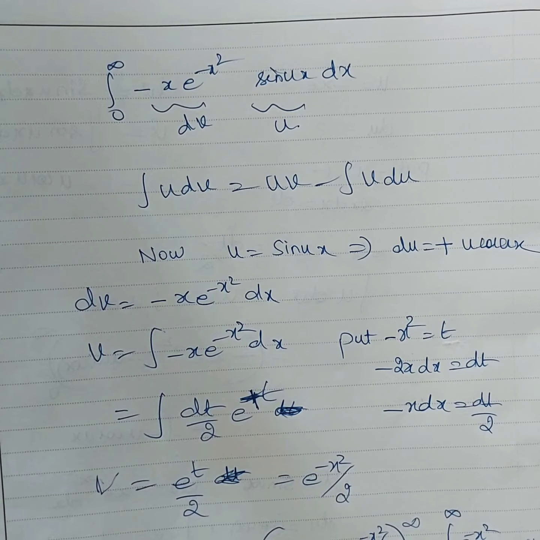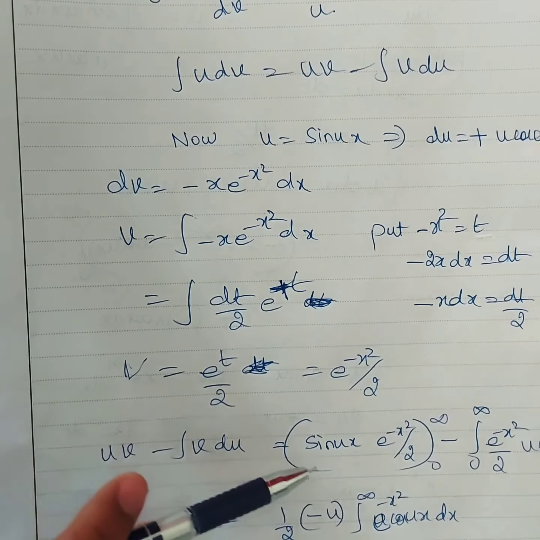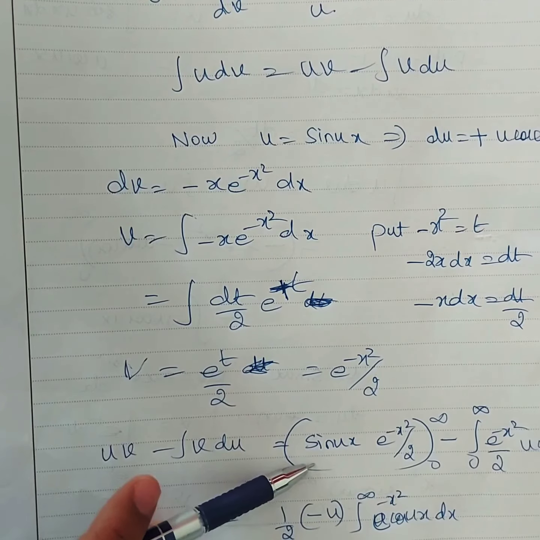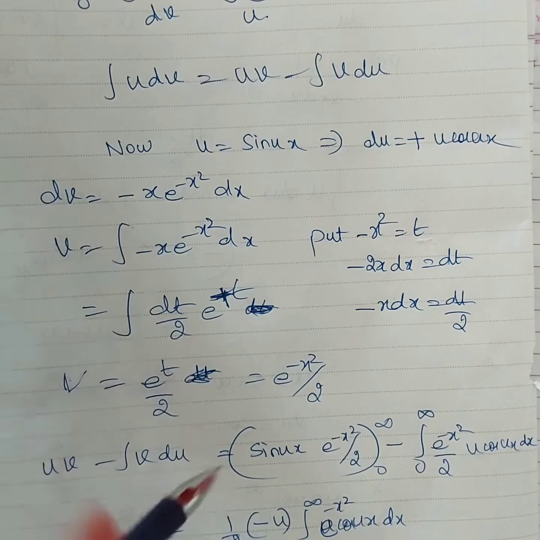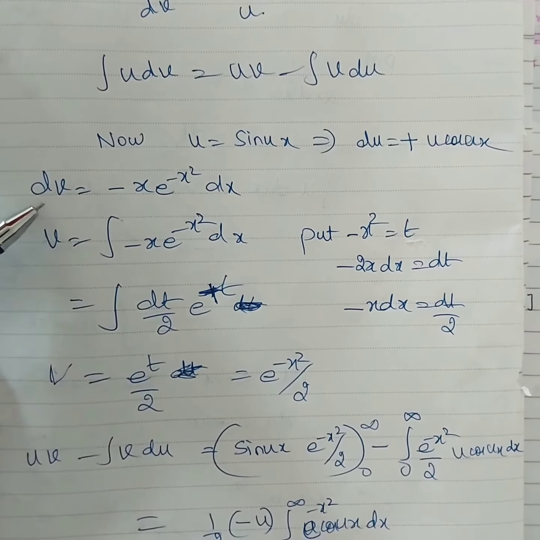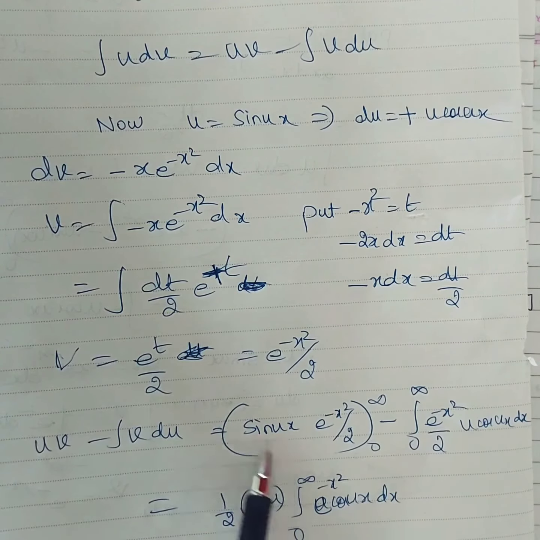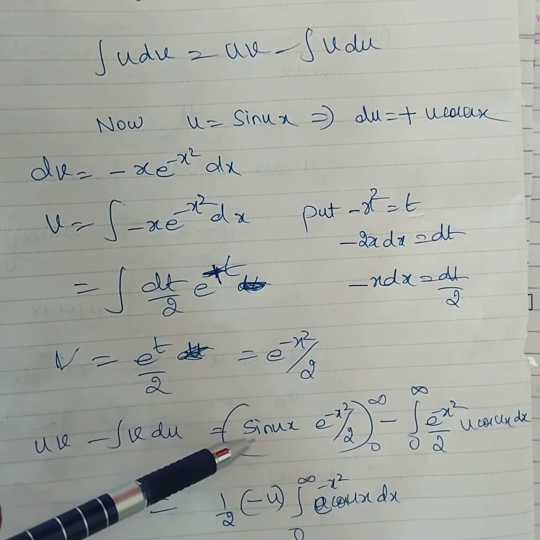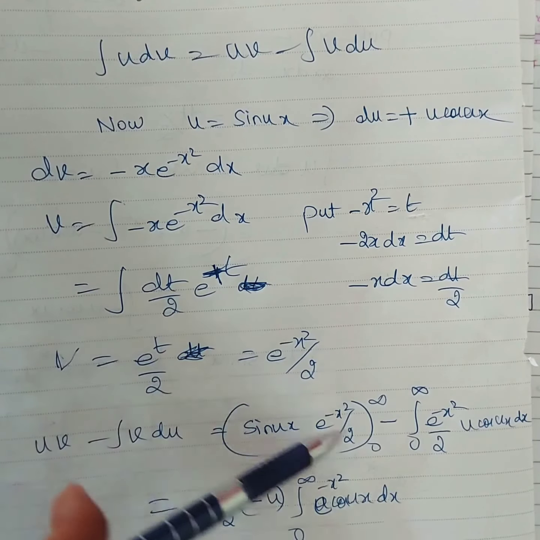So what is the formula? uv minus integral v du is the formula. So we are just substituting the values. Okay, so u is sine ux and v is, just now we got e power minus x square by 2, minus integral v is e power minus x square by 2 and du is u cos ux. That's it. So now this first term, because of e power minus infinity is 0 and lower limit sine 0 is 0, so automatically first term will become 0. So only second term will be left.